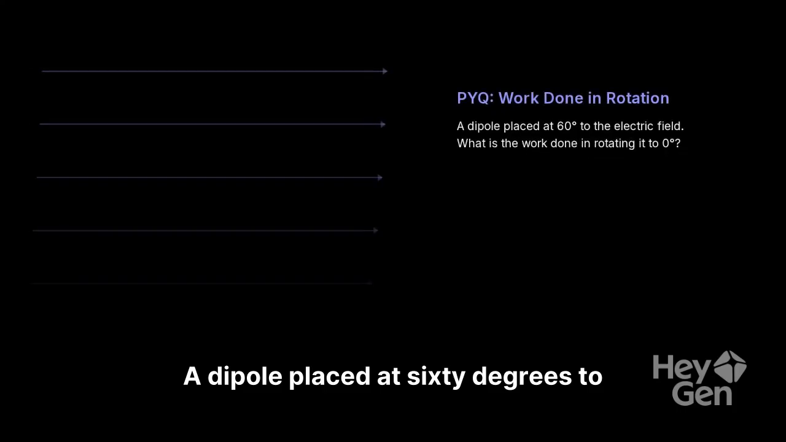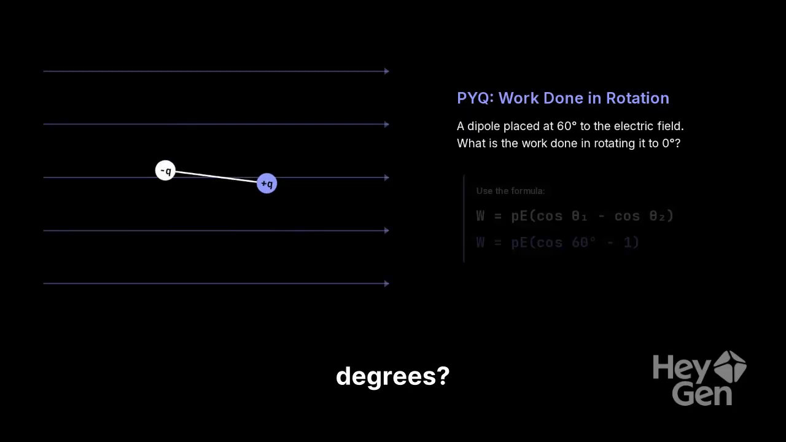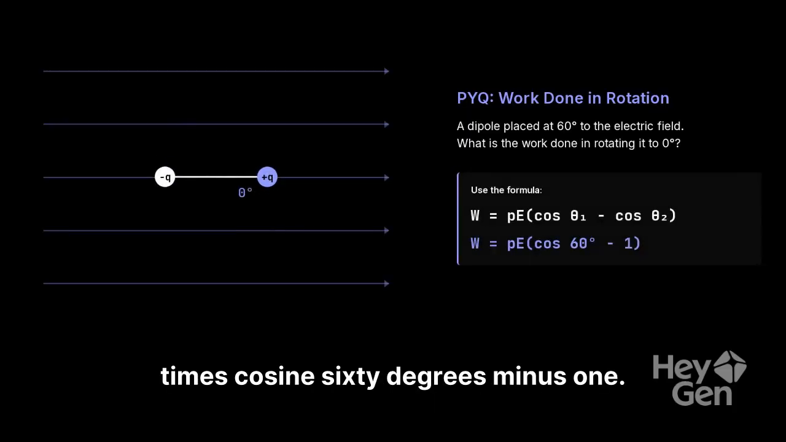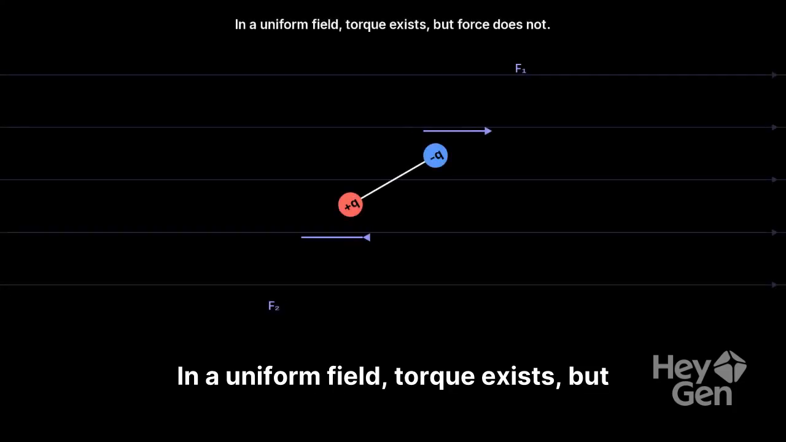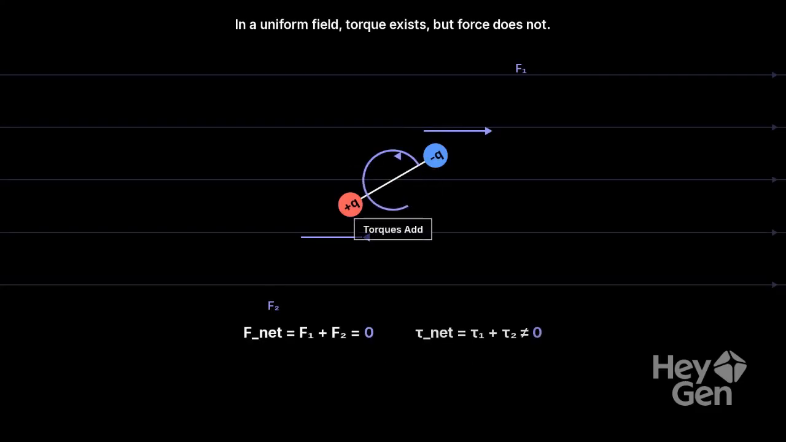A dipole placed at 60 degrees to the electric field. Work done in rotating it to 0 degrees. Use the formula W equals p E times cosine 60 degrees minus 1. In a uniform field, torque exists, but force does not. The correct reason is that forces cancel, but torques add.